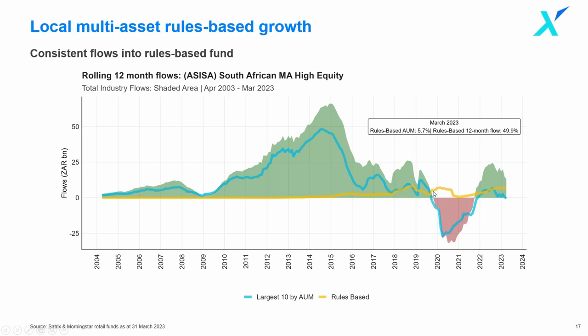It was actually the period that coincided with the largest inflows into rules-based or indexed balanced funds. And in fact, over the last 12 months, 50% of flows have gone into rules-based or index balanced funds, even though they only make up about 7% of the assets in this multi-asset high equity category. So I think that speaks a lot to the growing adoption and the demand for cost-effective, systematic strategies for clients to invest through.